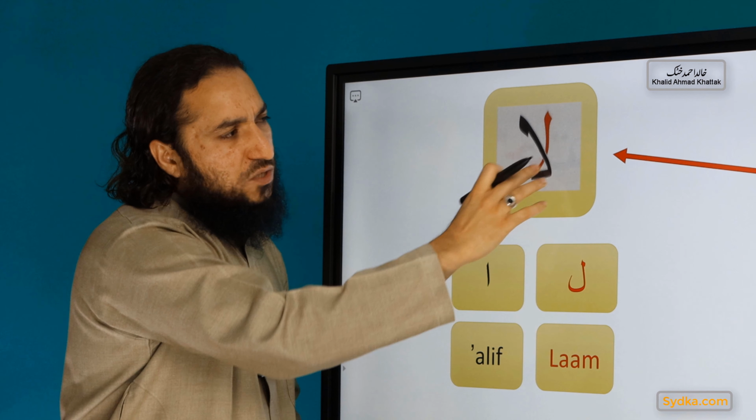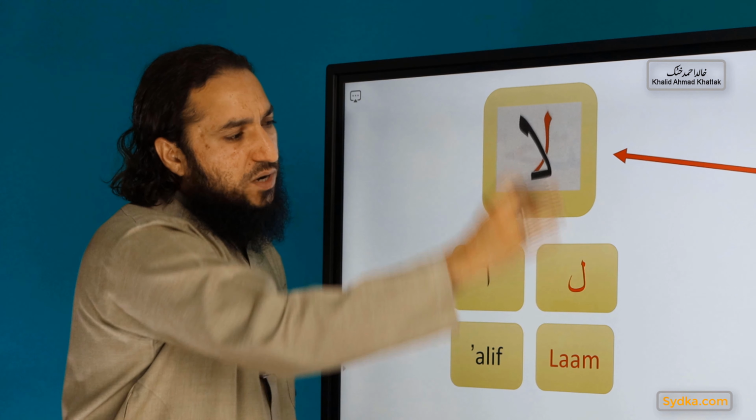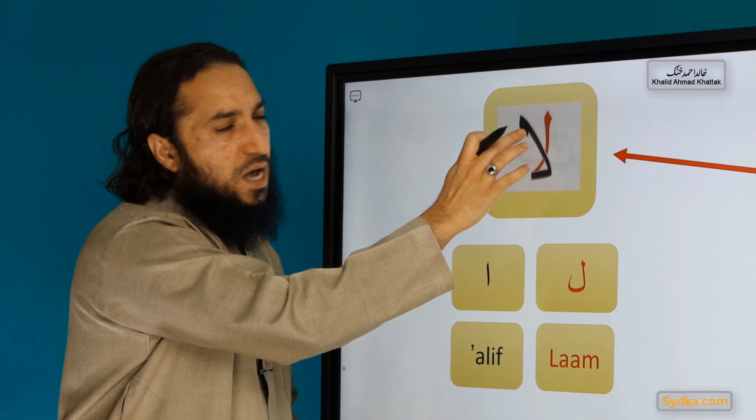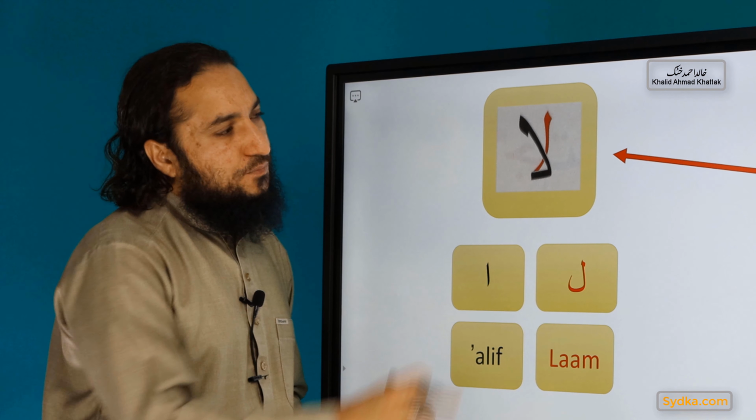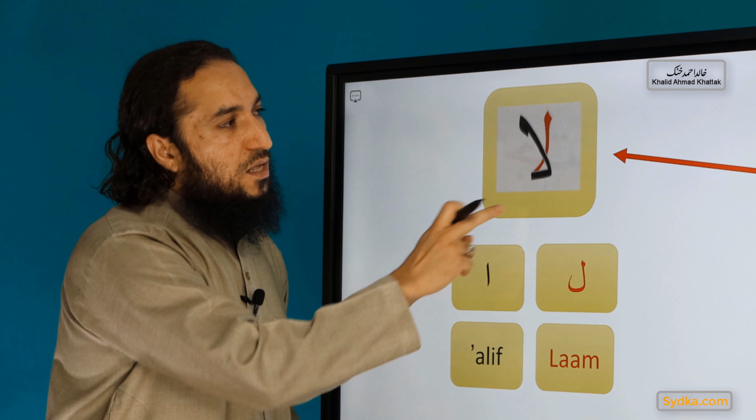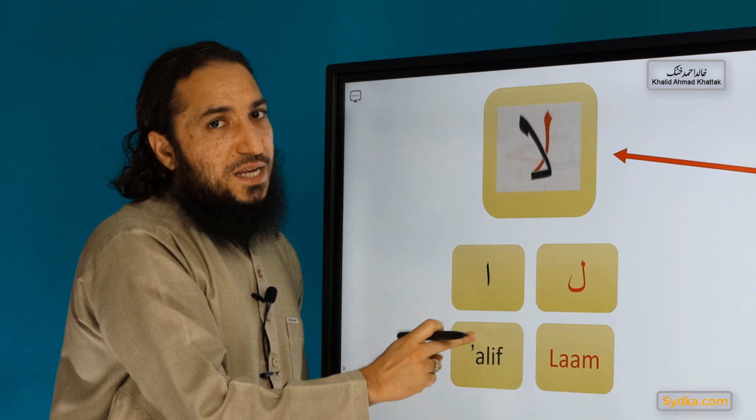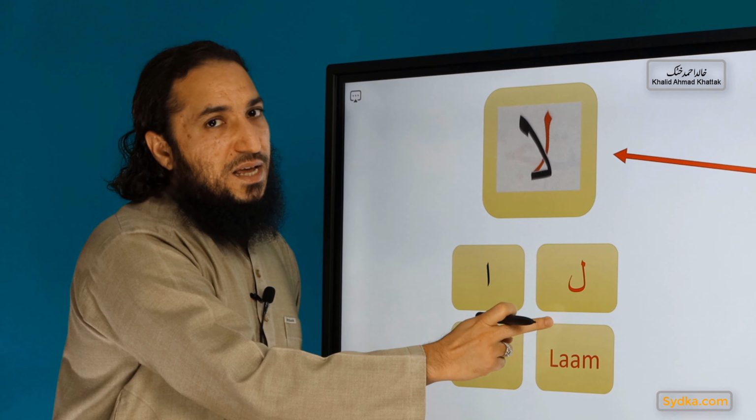And I will be following the structure. For example, if it's red, I'll put the red letter here, and if it's black, I'll put black here. Okay, and this is the transliteration. Lam alif.